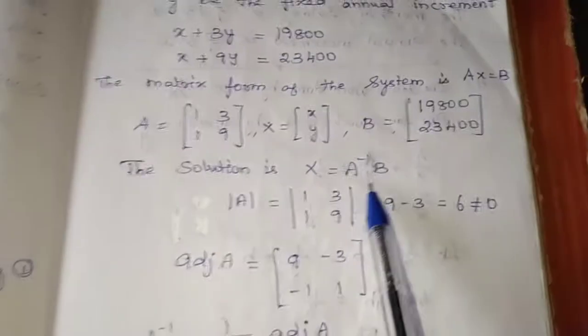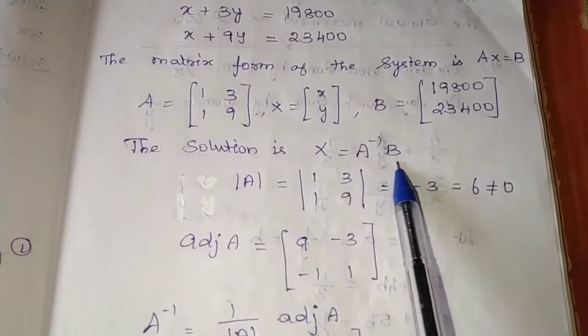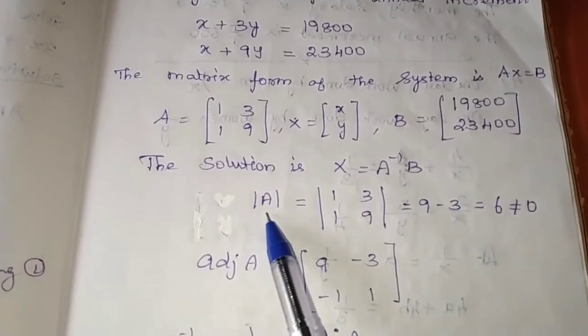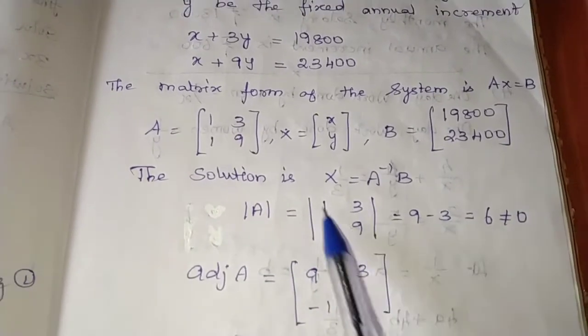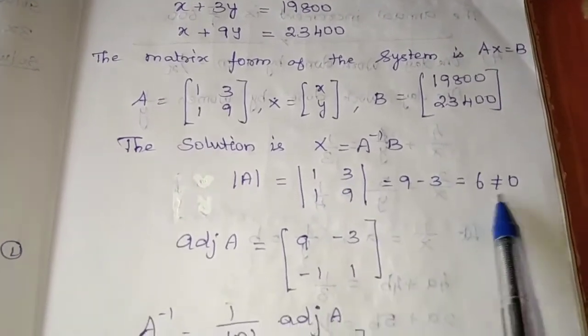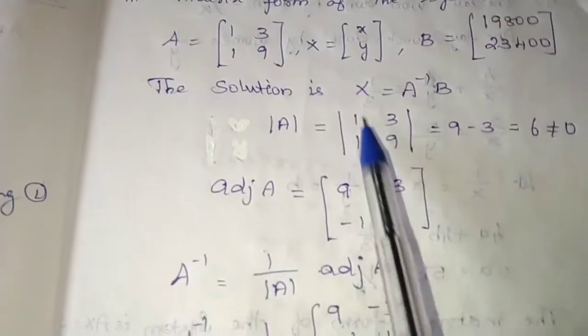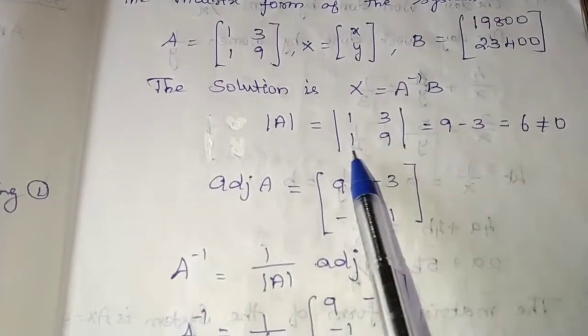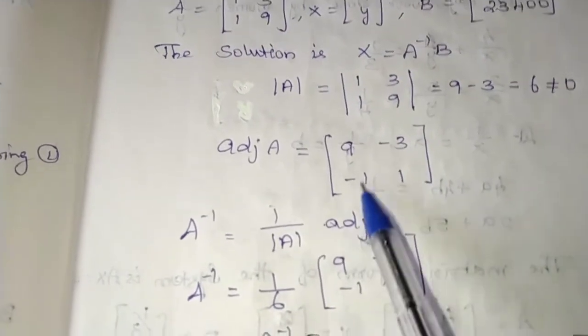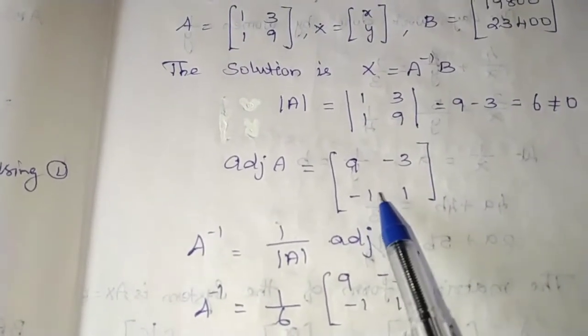The solution is X equal to A inverse B. First we want to find A inverse. A inverse means first find mod A. Mod A means 9 minus 3, 6, not equal to 0. Adj means change the numbers and change the sign.